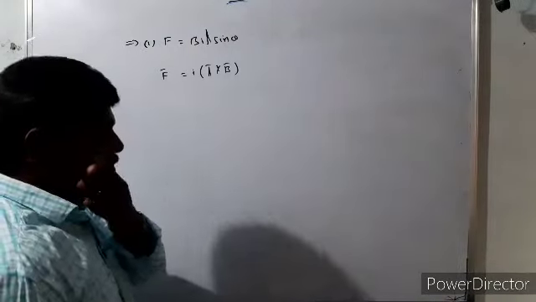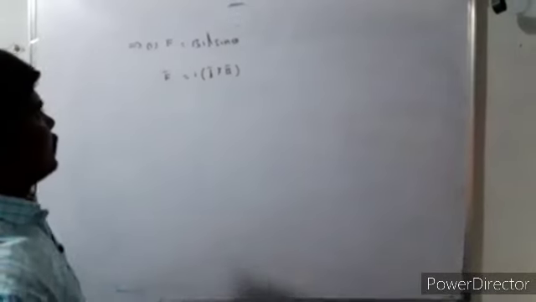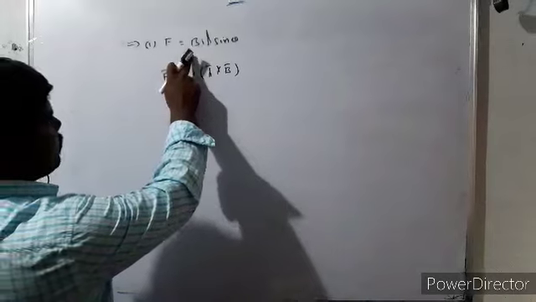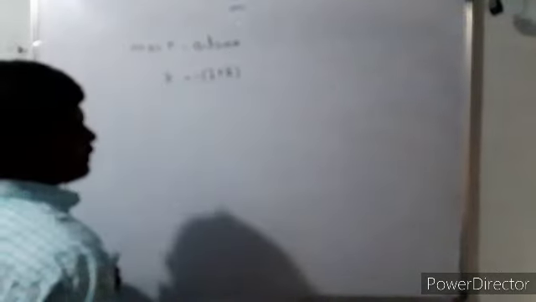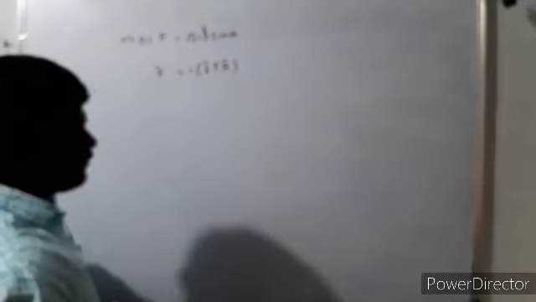Good morning, students. We are discussing the force on a current carrying conductor in a magnetic field. Now, the expression for the magnitude of force on a conductor in a magnetic field is BIL sin theta. Here, theta is the angle between the length of the conductor and the magnetic field.